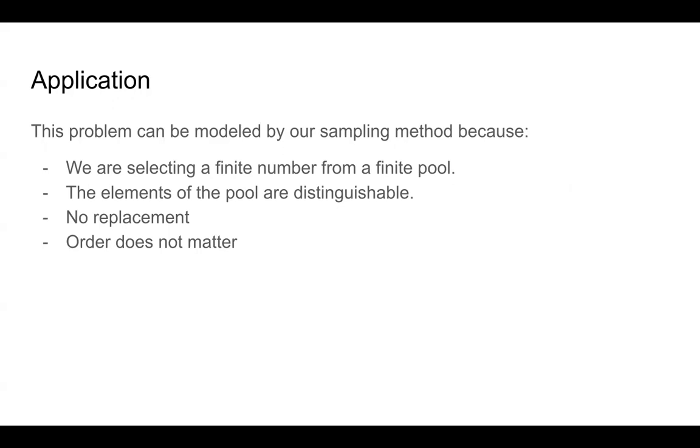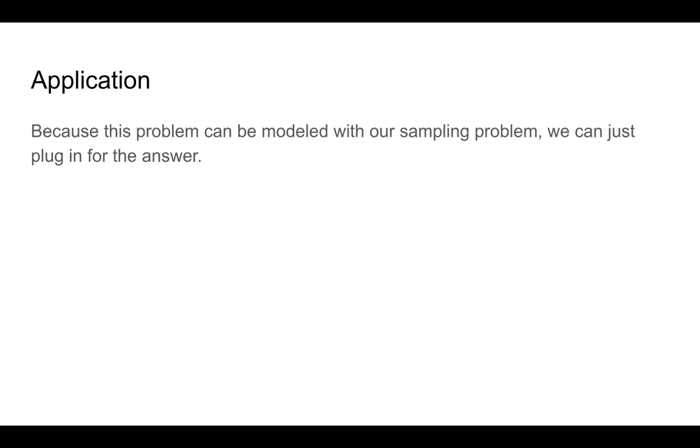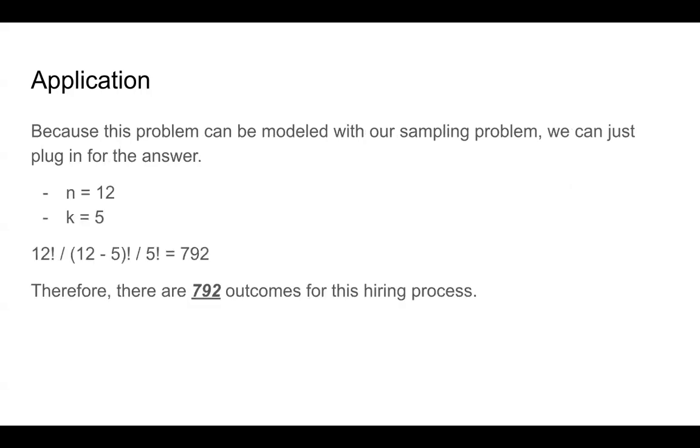There's no replacement because no one person can fill multiple roles, so we don't want to put them back once we've chosen them for a role. And the order does not matter because the 5 positions are identical. Because we can model it with our sampling method, we can just plug in for the answer. n is equal to 12 because we're selecting from 12 employees, and k is equal to 5 because we're filling 5 slots. So when we plug it in, we get 792. So there are 792 total outcomes for this hiring process.